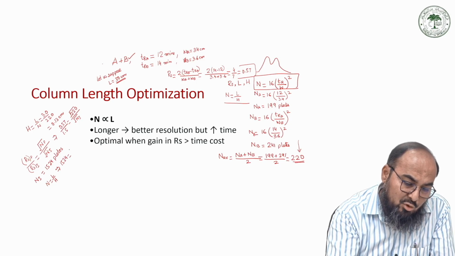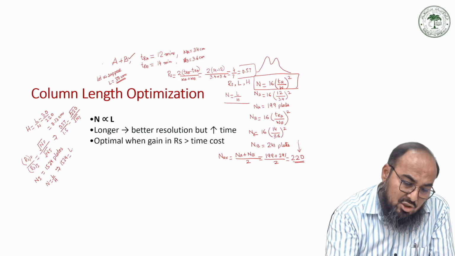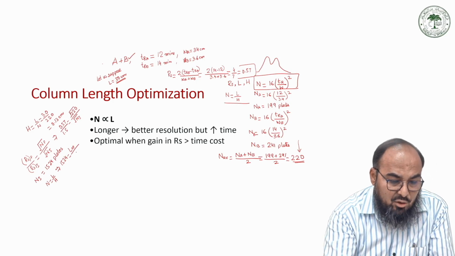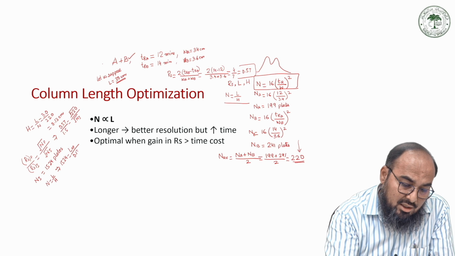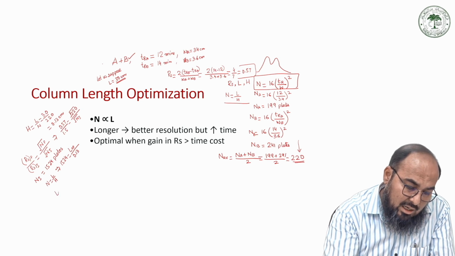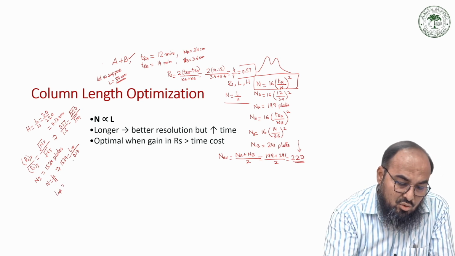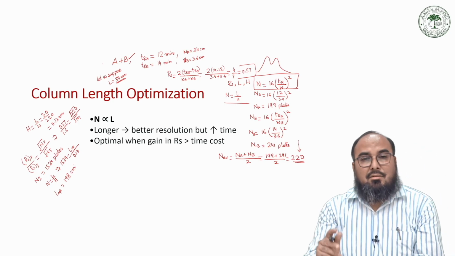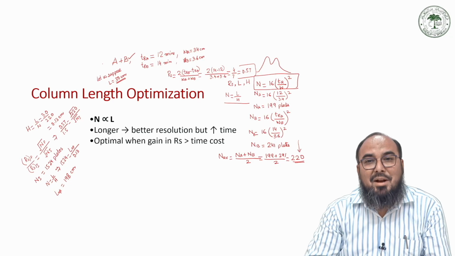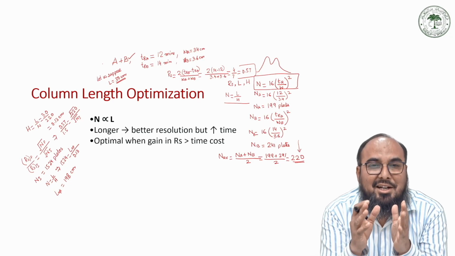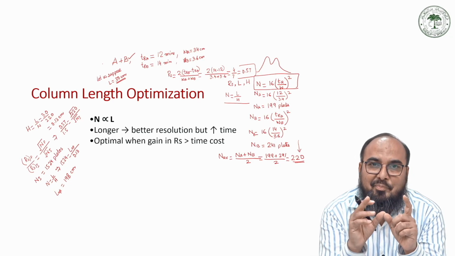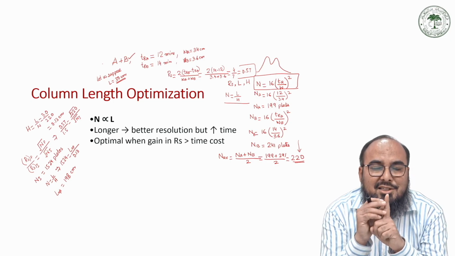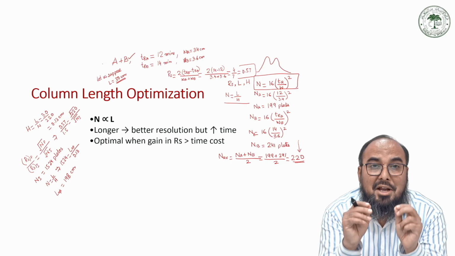You have to calculate the length of the optimized column, based on the height you have calculated, H was 0.13. Now L, the length of the optimized column, if you solve it, comes out to be 198 centimeter. Now you can see a big difference: practically your column is only 30 centimeter, but to have the best resolution, its length should be 198 centimeter.